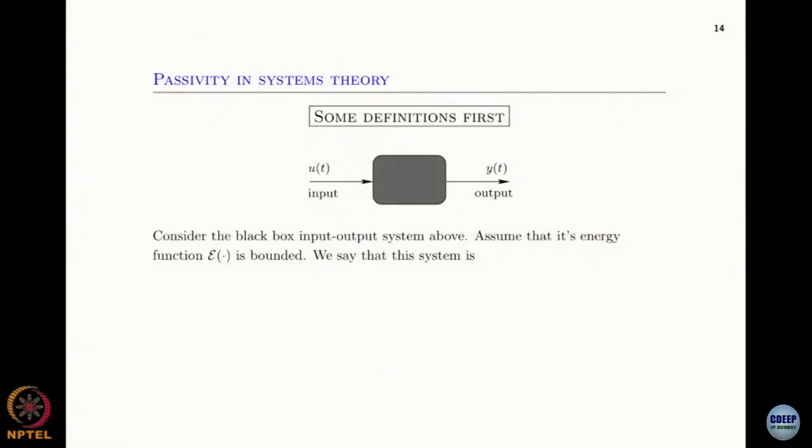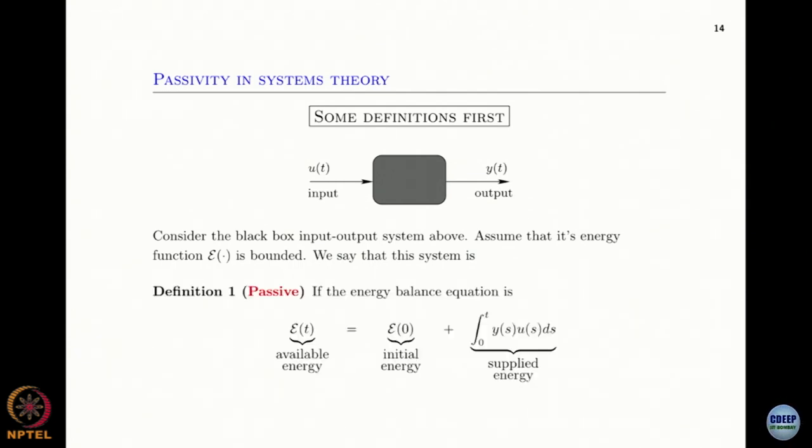So let's just formalize a little bit what we have seen for these elementary examples into some definitions of passivity that you find in the literature and that are useful in passivity-based control. If we consider a generic system, again, just a black box with inputs and outputs, and we denote E as its energy, we are going to assume that it is bounded. We are going to say that the system is passive if the energy balance equation looks like this.